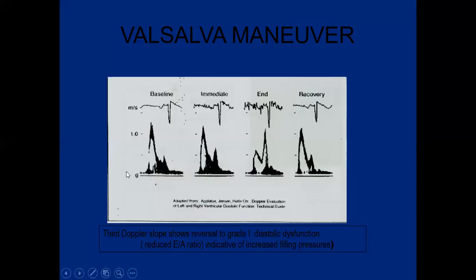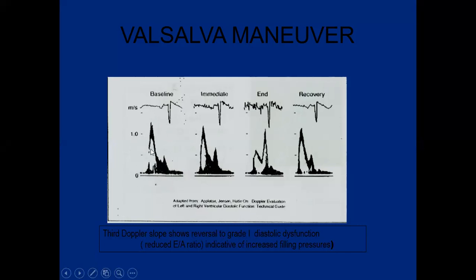So this appears to be reasonably normal. Suppose this pattern is there. It is a tall E, small A, and the ratio is between 1 to 2. In truly grade 3 diastolic dysfunction, this will be tall E, small A with an E/A ratio of more than 2. When the ratio is between 1 to 2, what do you do?